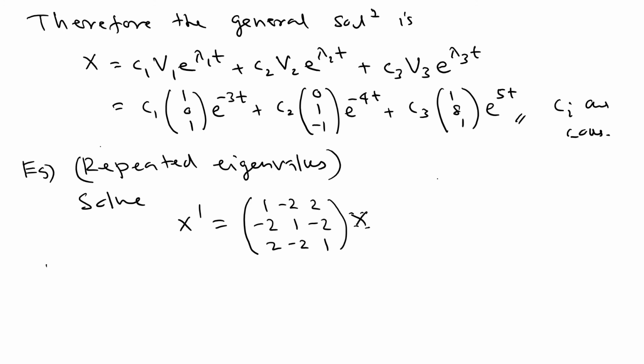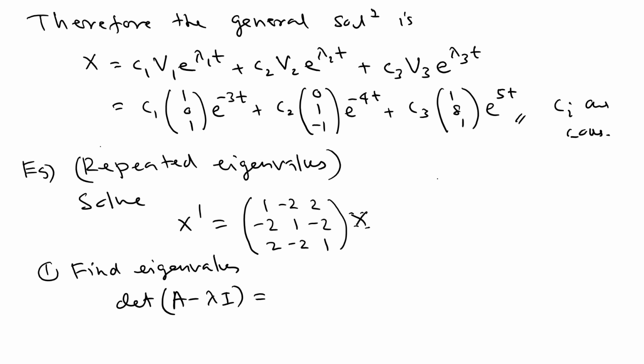Again, first things first, we can find the eigenvalues and eigenvectors. So for the eigenvalues, that means the determinant of A minus lambda I. I'm going to call this matrix A. Again, we subtract lambda from the diagonal entries: 1 minus lambda, -2, 2; -2, 1 minus lambda, -2; 2, -2, 1 minus lambda.